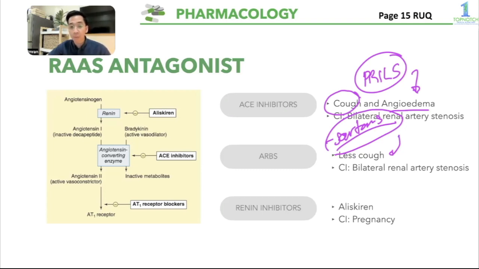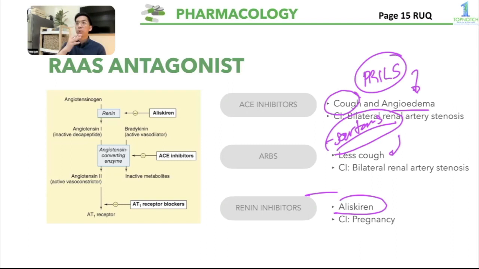Now, we also have a new drug, aliskiren, no? It's a renin inhibitor. Aliskiren, a renin type of inhibitor. It's contraindicated in patients who are pregnant. Okay? So, the main goal, no?